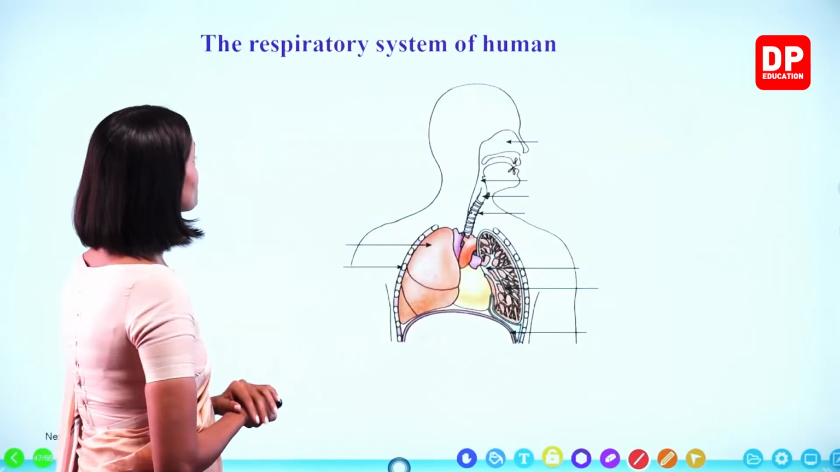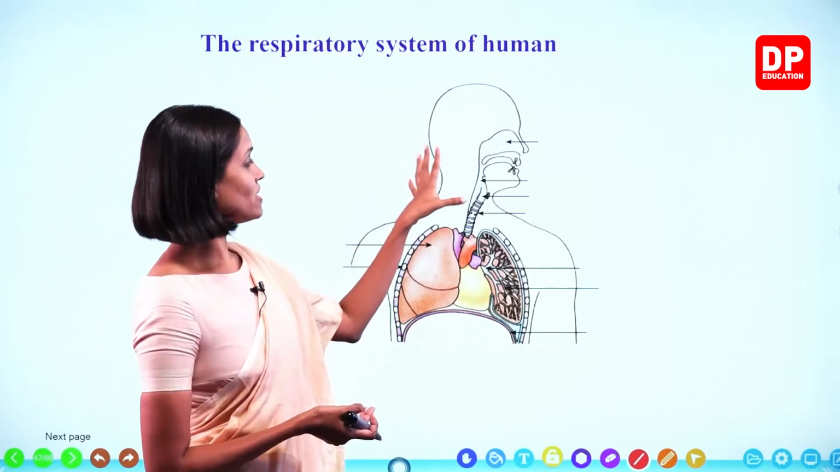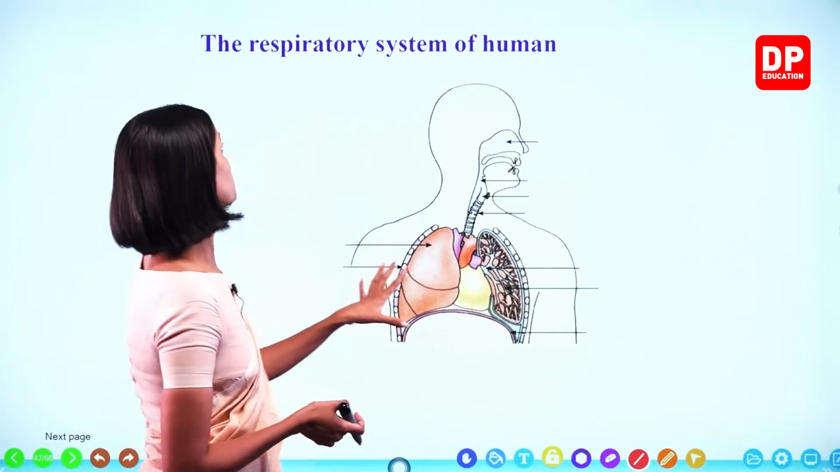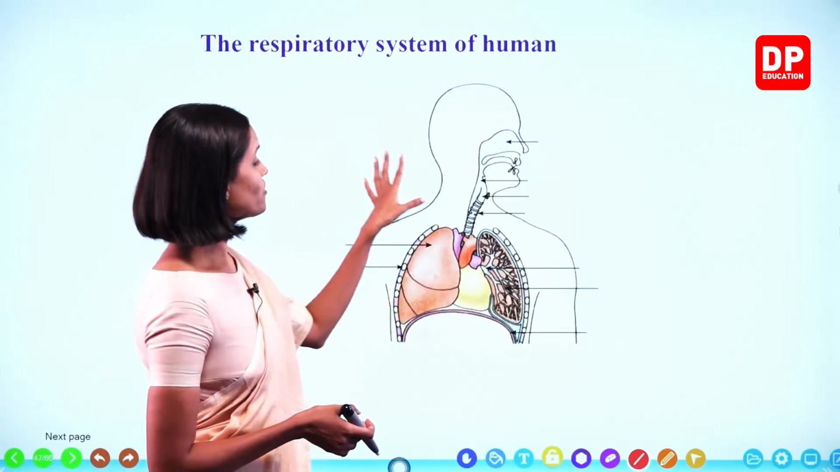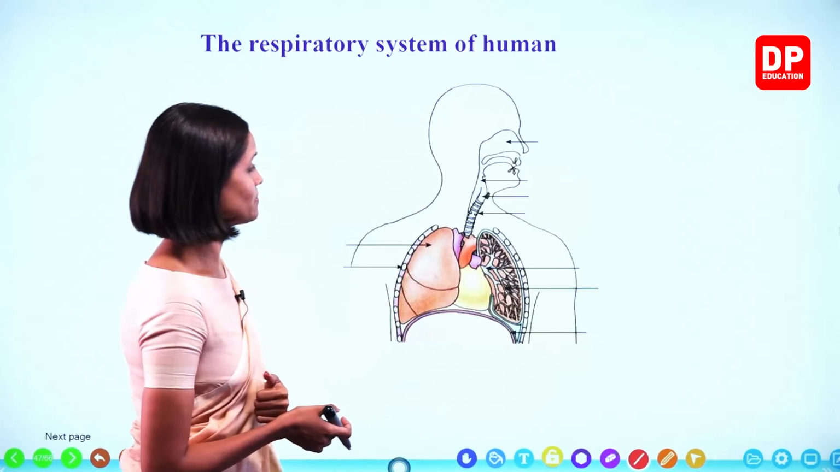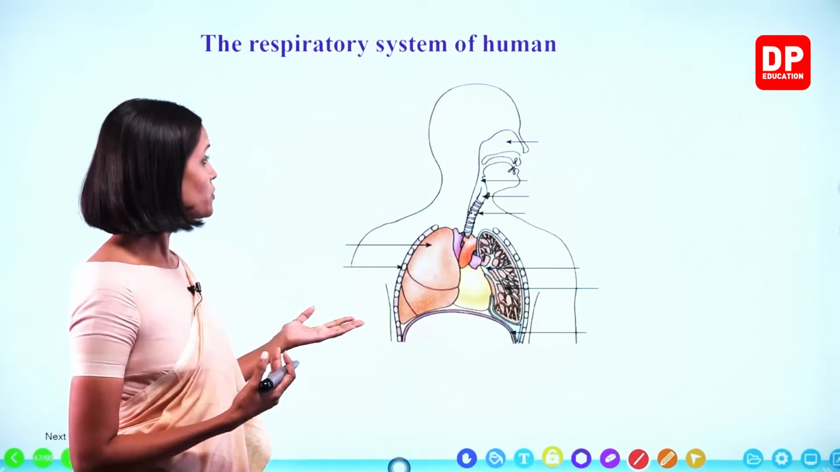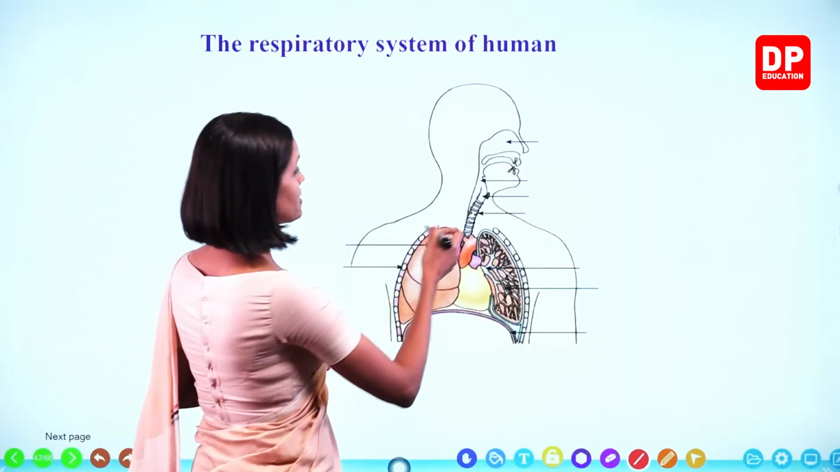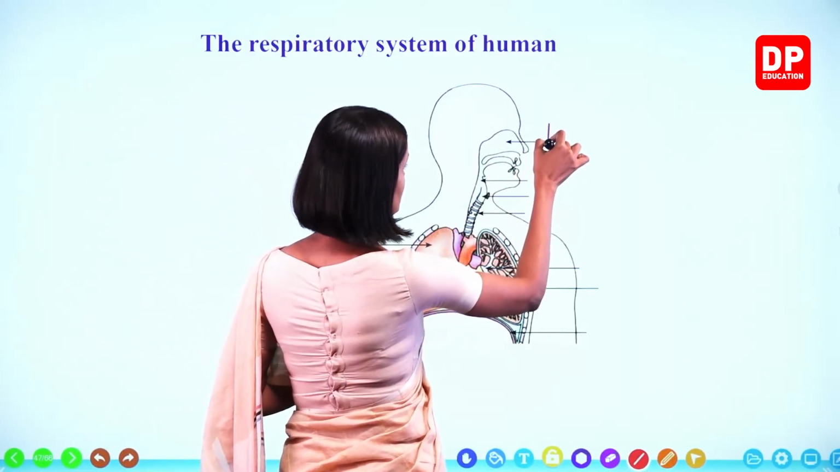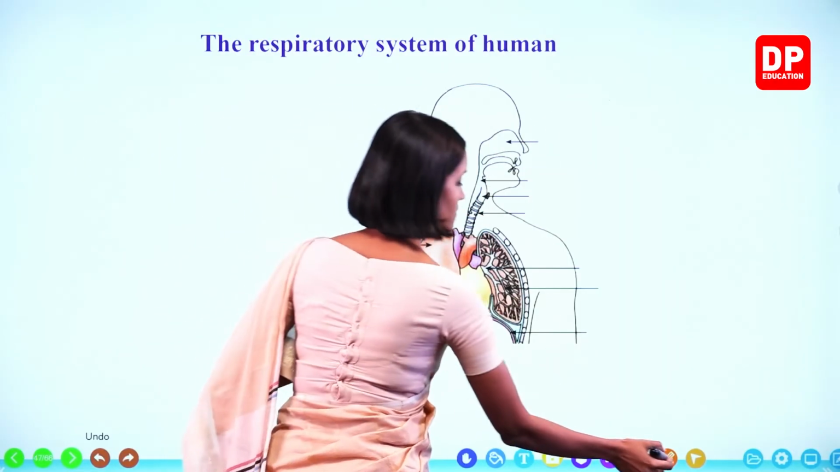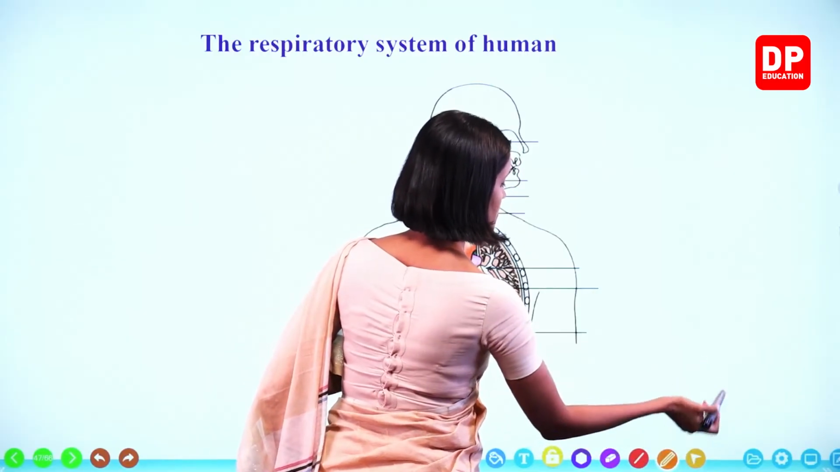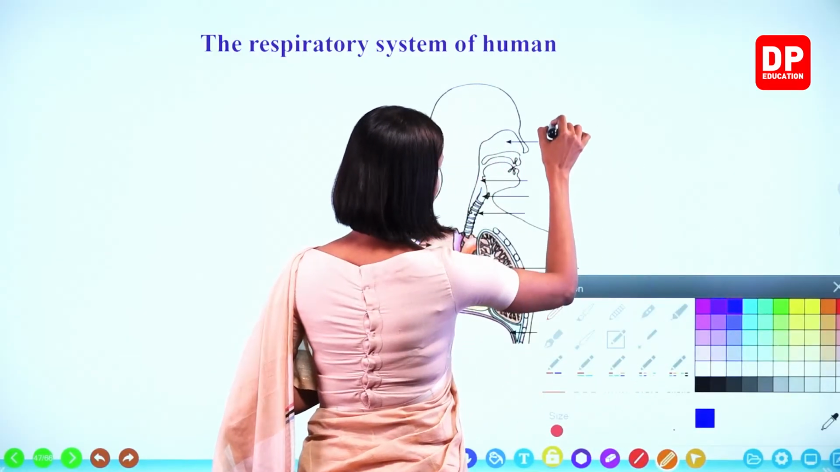Okay? So according to that structure, we can label this diagram as well. Respiratory system of human. This is a line diagram. Shall we label this, children? Try to do this without my help now. Right. So what is this? This is the nasal cavity.